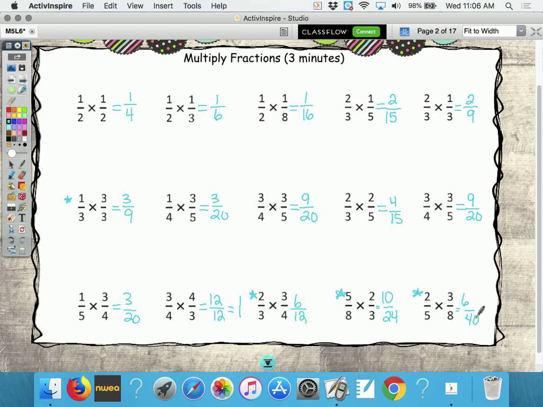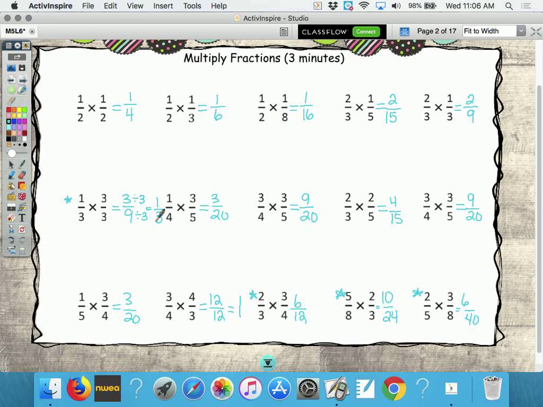I'm looking at the anchor chart for simplifying fractions. First question I asked myself, is 3 half of 9? No. Can I divide by 2? No. Can I divide by the numerator? Yes. Okay, so I'll divide by 3, and the answer is 1/3.